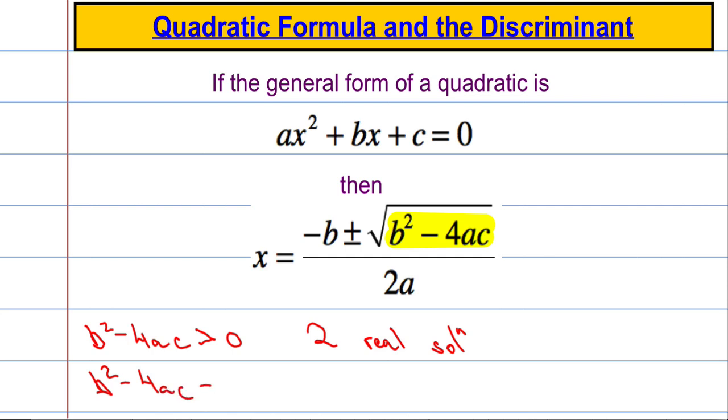However, if we find that b squared minus 4ac is equal to 0, then we're going to have the square root of 0, which is 0, so we're going to add 0 and take away 0, which means there's actually only going to be one solution, or what they say is equal solutions. So the solutions are the same. One repeated solution, if you will.